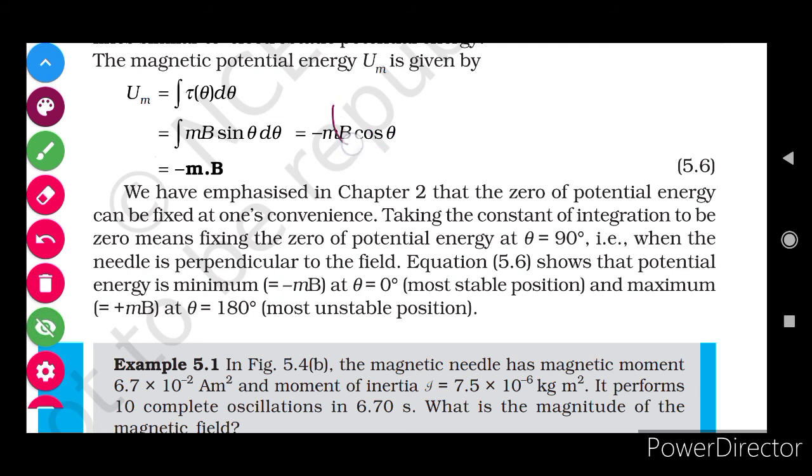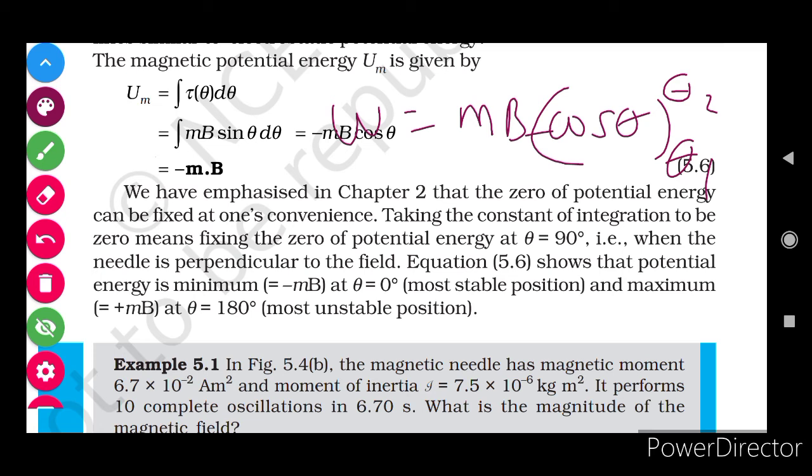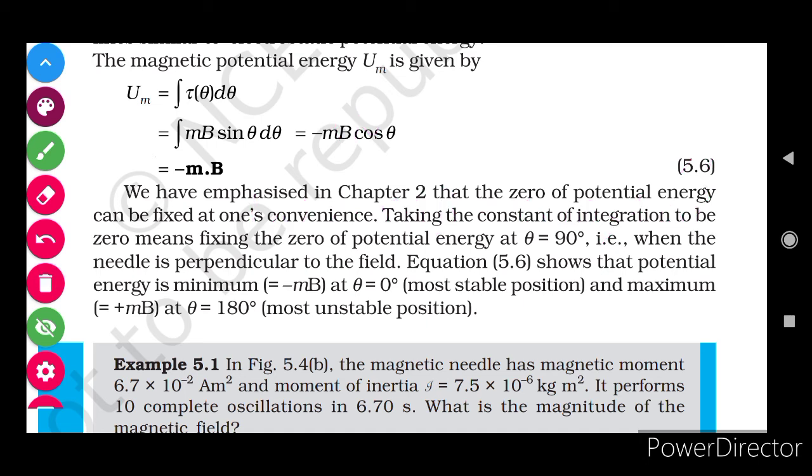Now we obtain W is equal to mB times minus cos theta, because the integration of sin theta is minus cos theta, with limits theta 1 and theta 2. After putting in the limits, we get mB times minus cos theta 2 plus cos theta 1. So W is equal to mB times cos theta 1 minus cos theta 2.